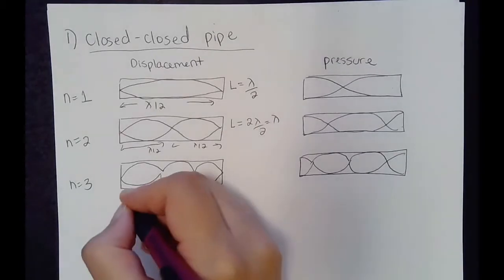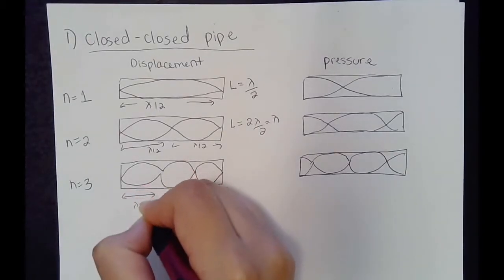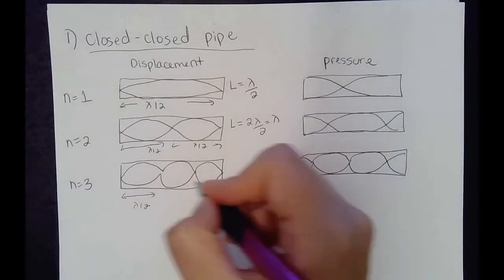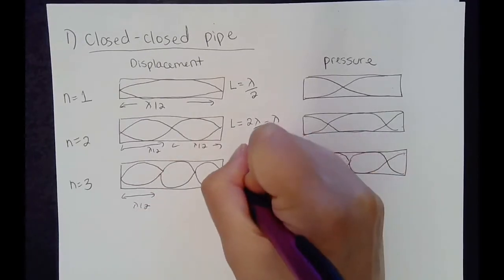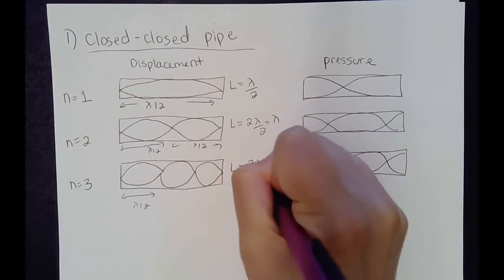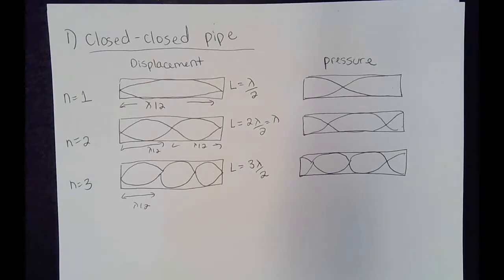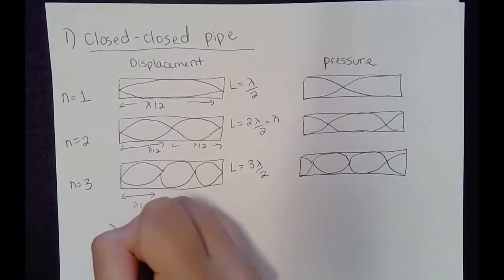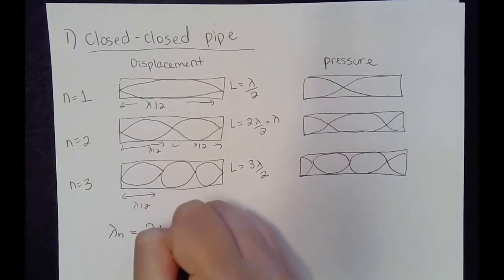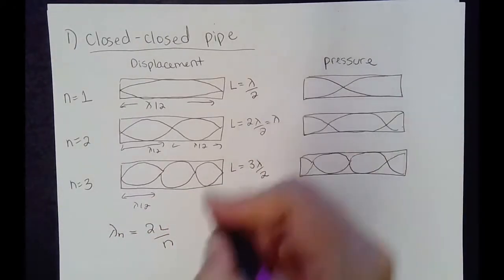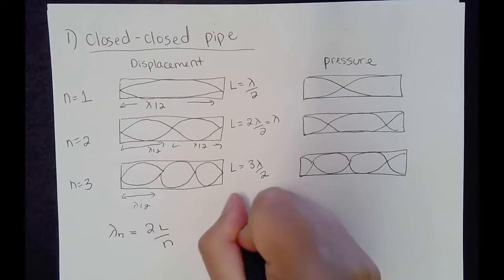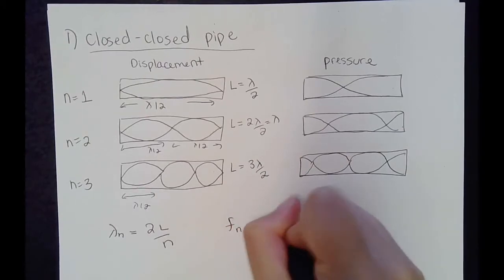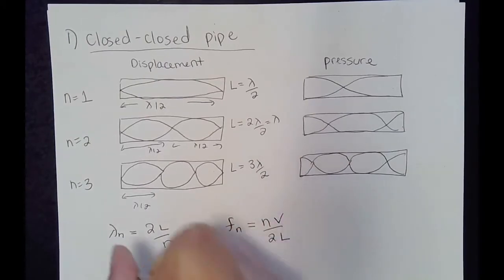And if we count here, we have three half wavelengths. Okay, so we have L equals 3 lambda over 2. And we can just rearrange that to see the pattern. So we get lambda n equals 2L over n if we rearrange this. And then we also have f n equals nv over 2L if we just plug that into v equals lambda f.